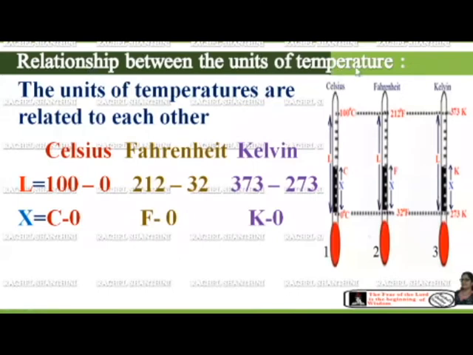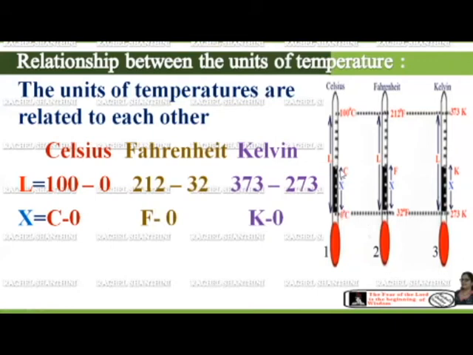Relationship between the units of temperature. The units of temperature are related to each other. Let us consider 3 identical glass apparatus of equal volume and size. If we assume one of the apparatus shows the Celsius scale, the next one shows the Fahrenheit scale, and the last one shows the Kelvin scale. When we keep all these 3 glass apparatus in a trough of boiling water, what would happen?